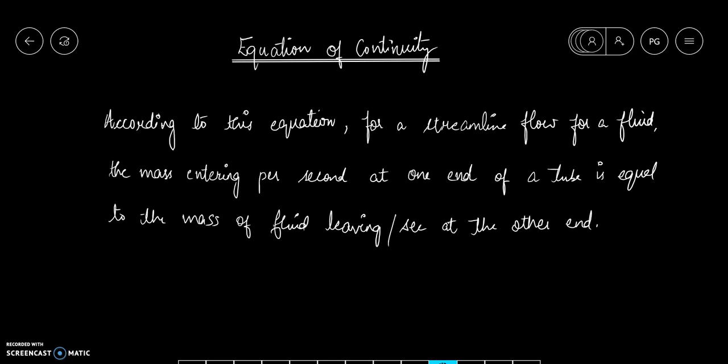अकॉर्डिंग टू दिस इक्वेशन, for a streamlined flow for a fluid, the mass entering per second at one end of a tube is equal to the mass of the fluid leaving per second at the other end.